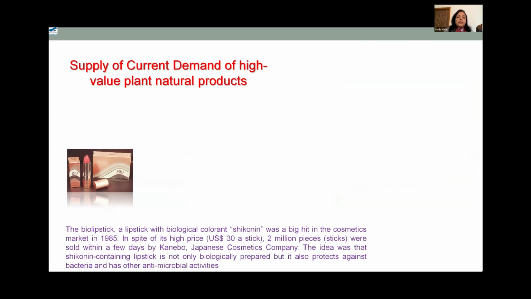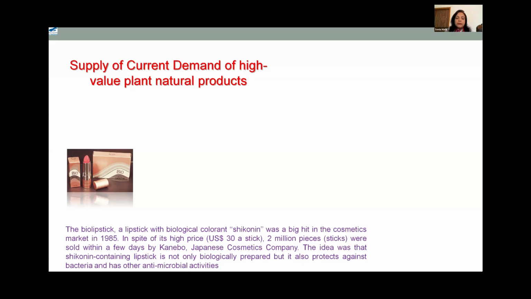And now coming to the cosmetic side, the pigment side and the food side. This is one example, shikonin, which is commonly used in cosmetics, and is also used as a flavor or fragrance in food, as well as for coloring clothes. In 1985 there was a big hit in the cosmetic market with the bio lipstick. This lipstick is made up of shikonin, and in spite of its high price of $30, because it contained antibacterial properties also, and it is obtained from plant species that are confined to Korea, Japan and China.